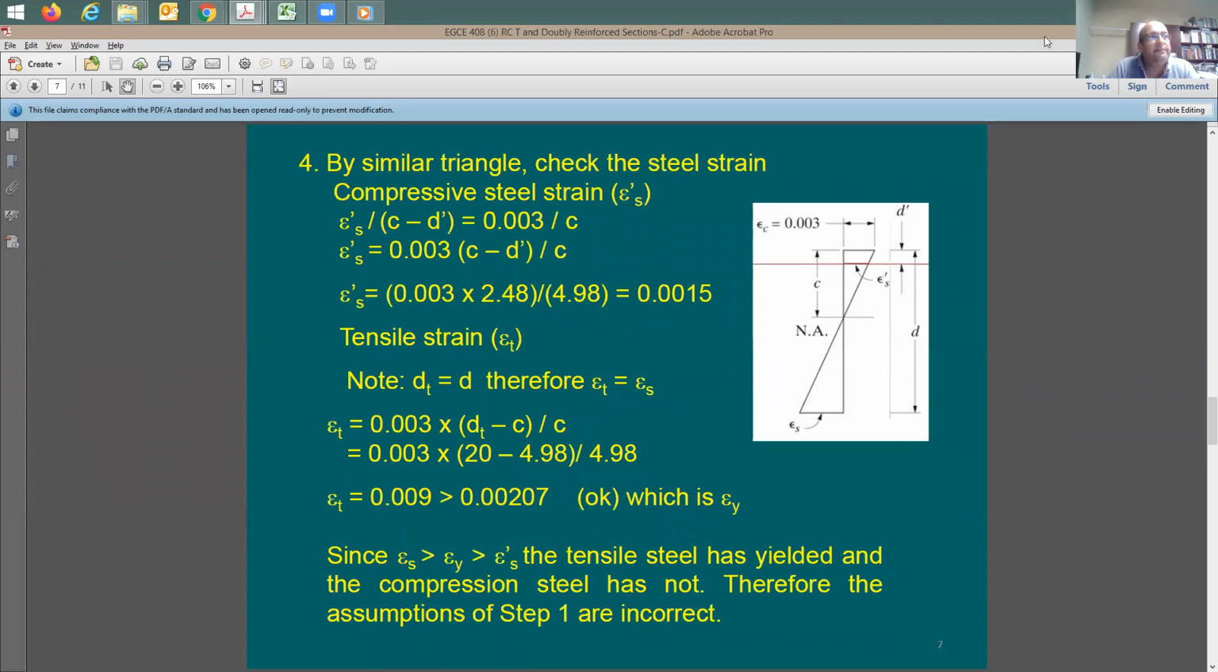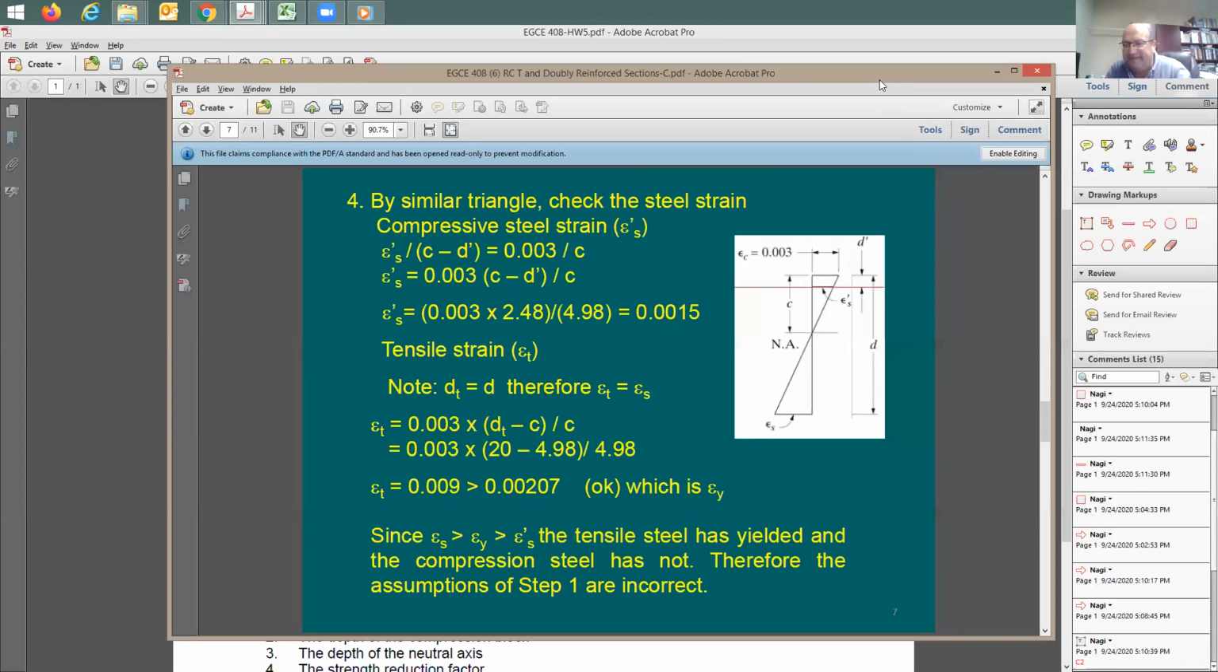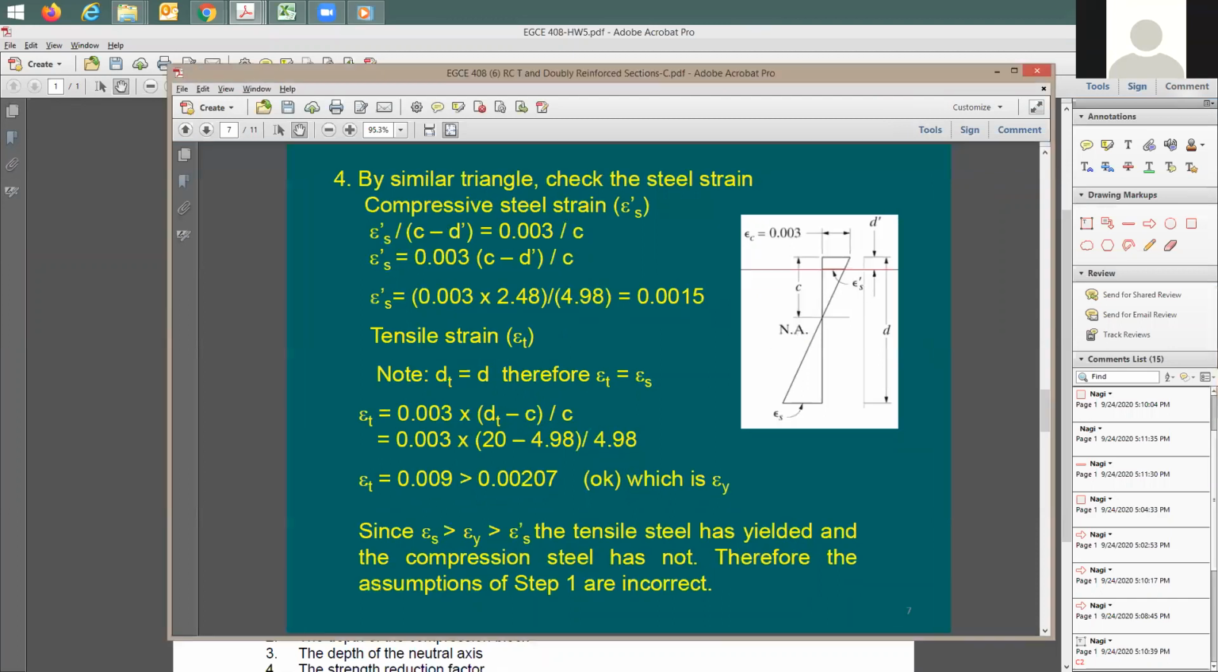Last question. Can we generalize that whatever we assume, we have to verify it at the end? Yes, absolutely. So for that one, first of all, we assume both compression and tension steel yield, and then we have to verify if both of them yield or not. Yes.